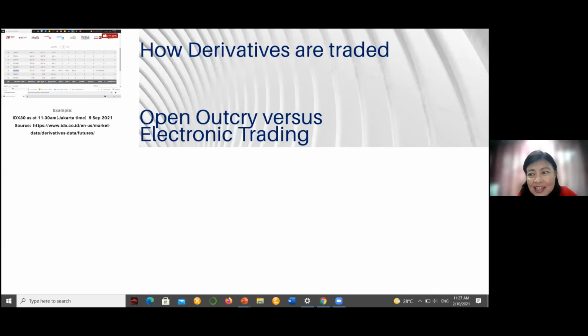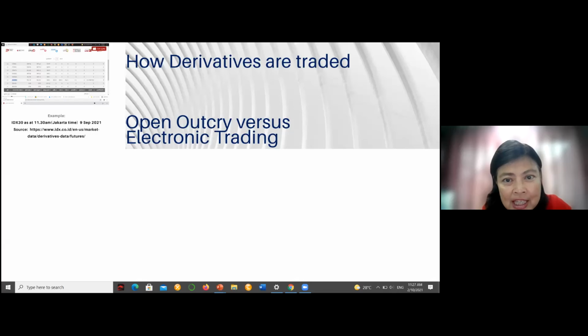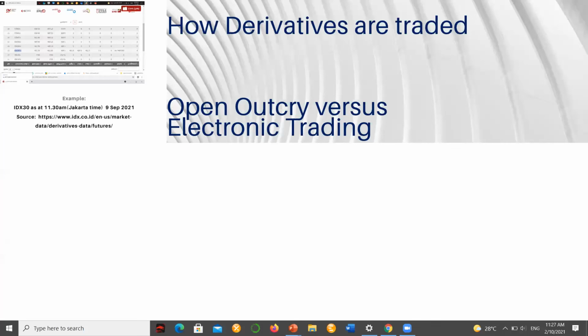The difference between open outcry and electronic trading is this. In electronic trading, you can see a lot of things. You can see many depths, maybe 10 bids down and 10 bids up. But in open outcry, you can see everyone in the market, which means everybody is crying out in the market in a pit, and you have hand signals.